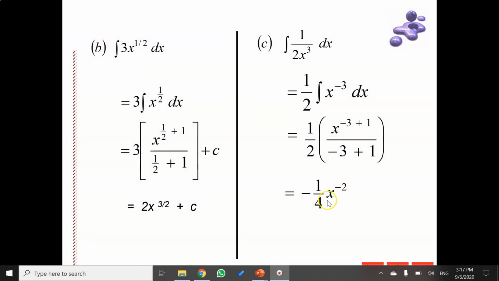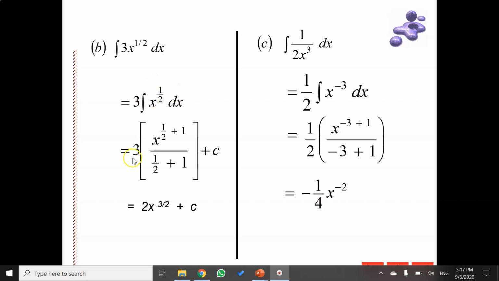And let's see question B. Integrate 3x to the power of half dx. Okay, so you remember you have 3 as the constant, so you place the 3 at the front. Jangan kacau dia, letakkan dekat depan. So now you have to integrate x to the power of half dx.